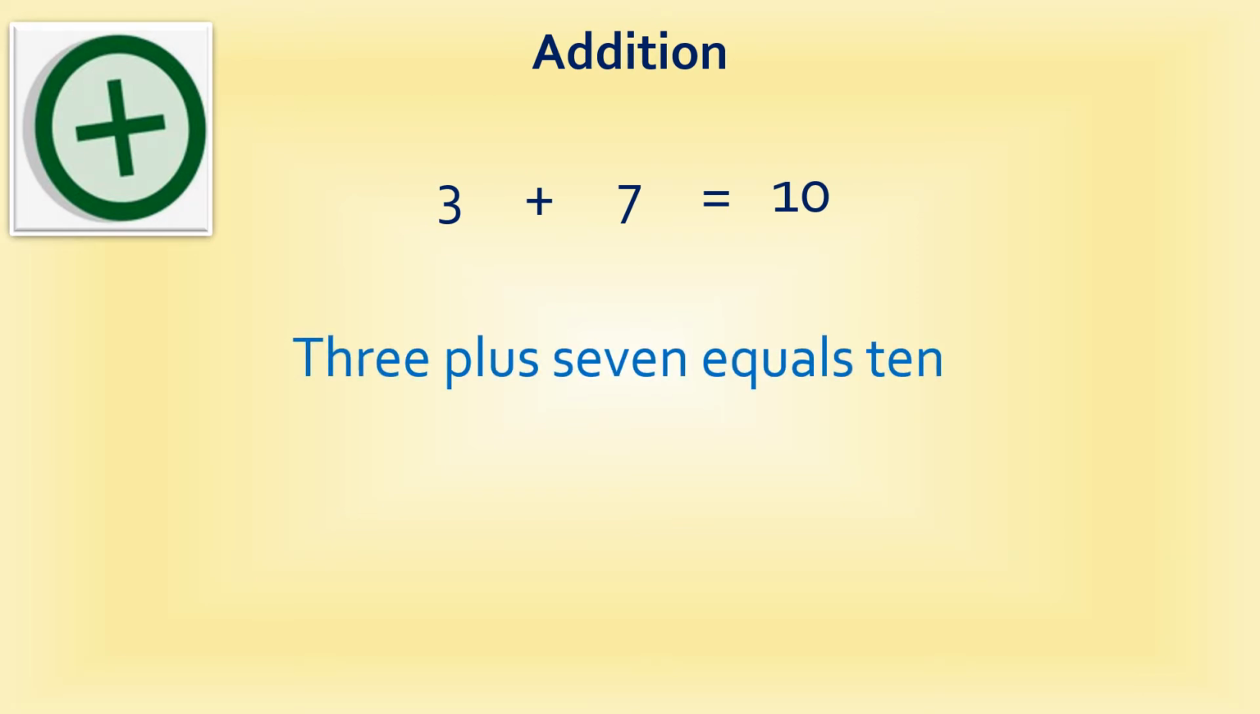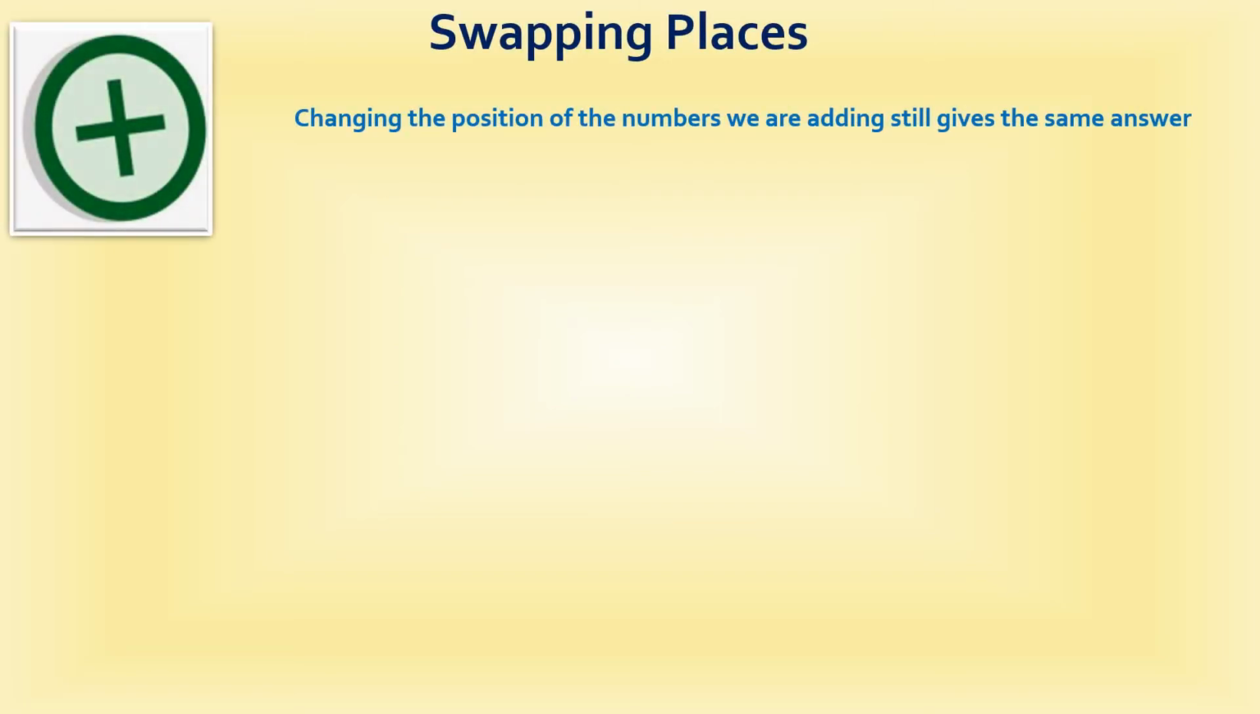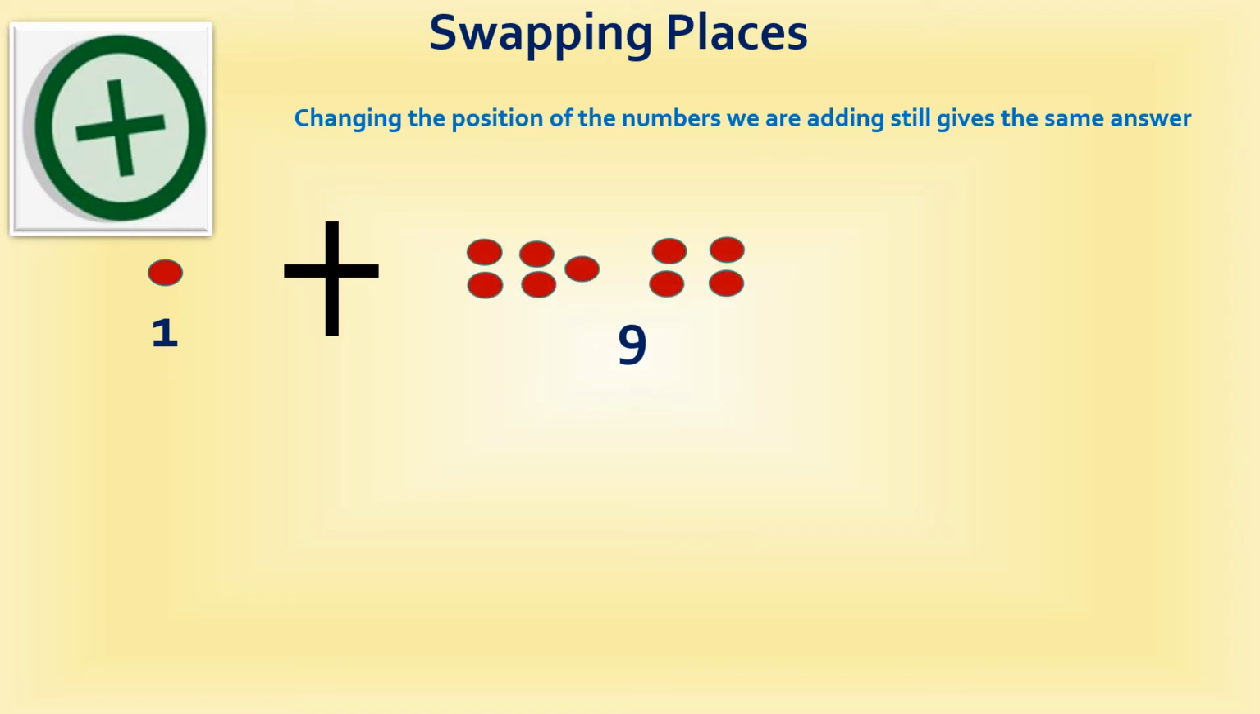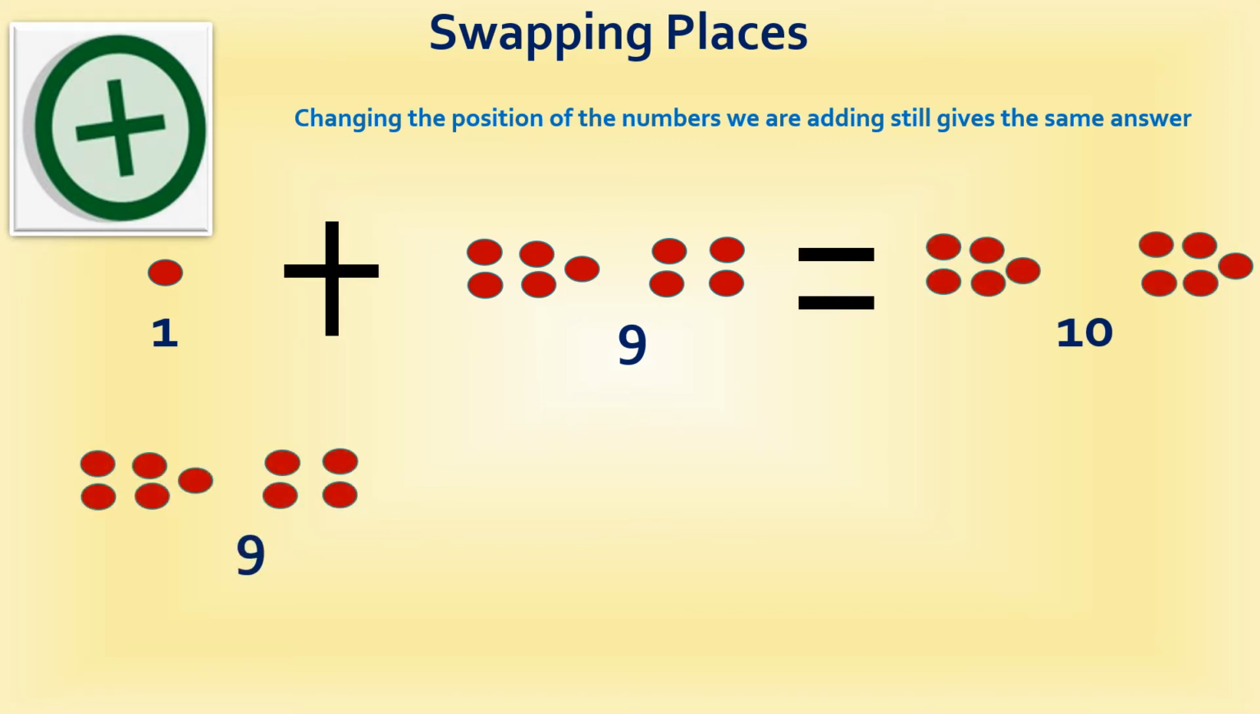Addition. In numerals, 3 plus 7 is equal to 10. With words, 3 plus 7 is equal to 10. Changing the position of the numbers we are adding still gives the same answer. 1 plus 9 is equal to 10. 9 plus 1 is equal to 10.